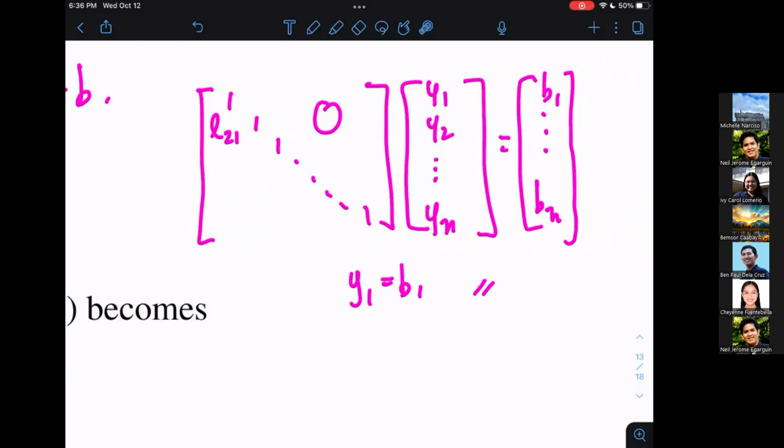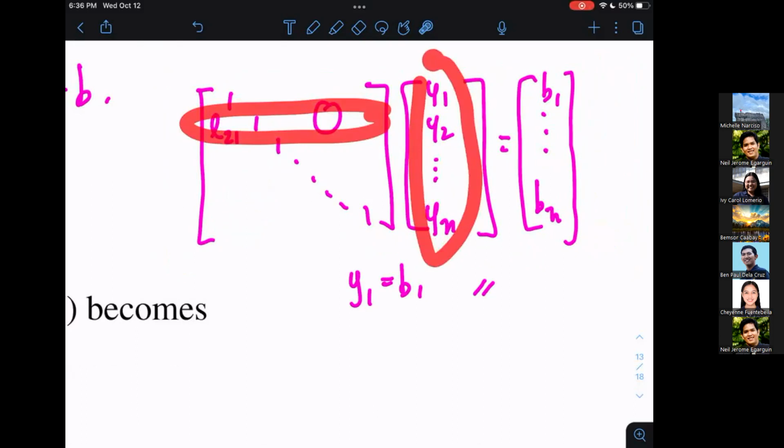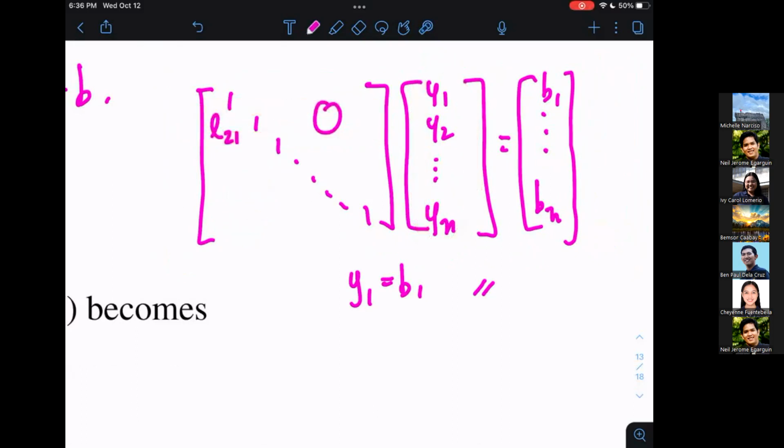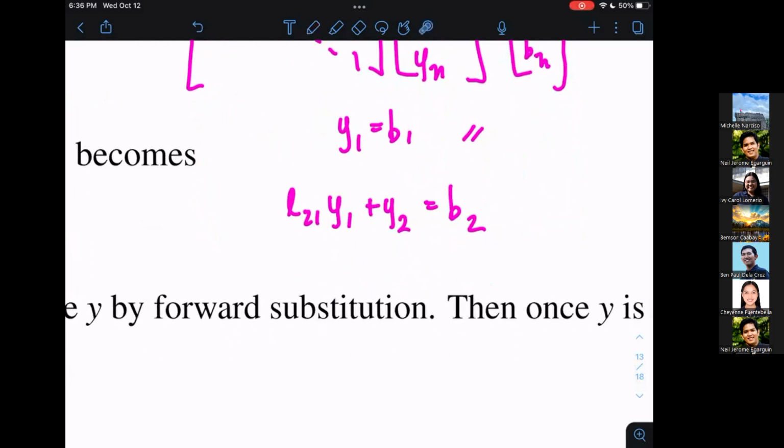So, susunod naman sa second row. Multiply them. L21 times this guy. Pinerform ko yung matrix multiplication. I'll get what? I'll get L21 y1 plus y2 equals b2. All right? However, we already know y1. So we will substitute the value that we found for y1 into the equation that we got by moving forward along the rows. Kaya siya forward substitution. Alam ko na yung y1. So ibig sabihin ngayon, gagawin ko na lang L21 times b1 plus y2 equals b2. And then I'll just transpose this guy dun sa kabila.